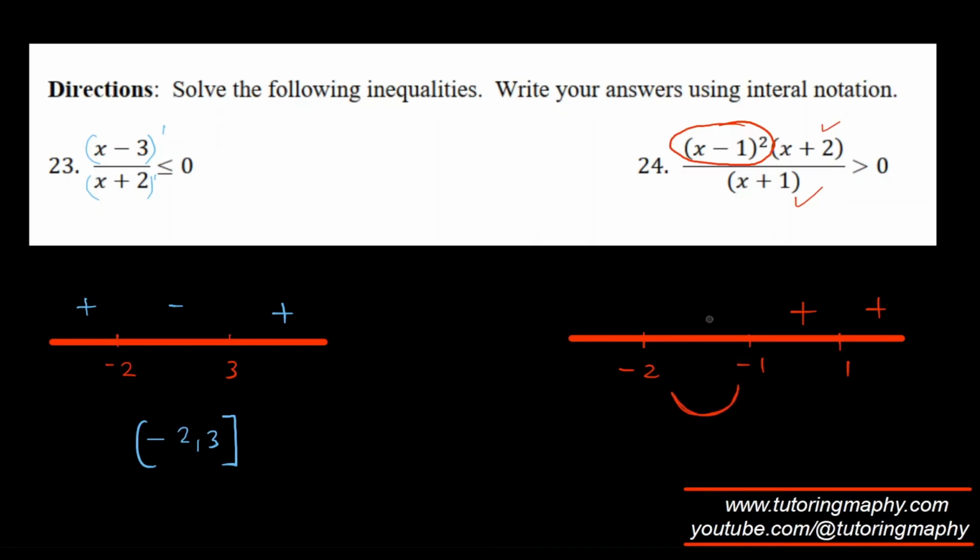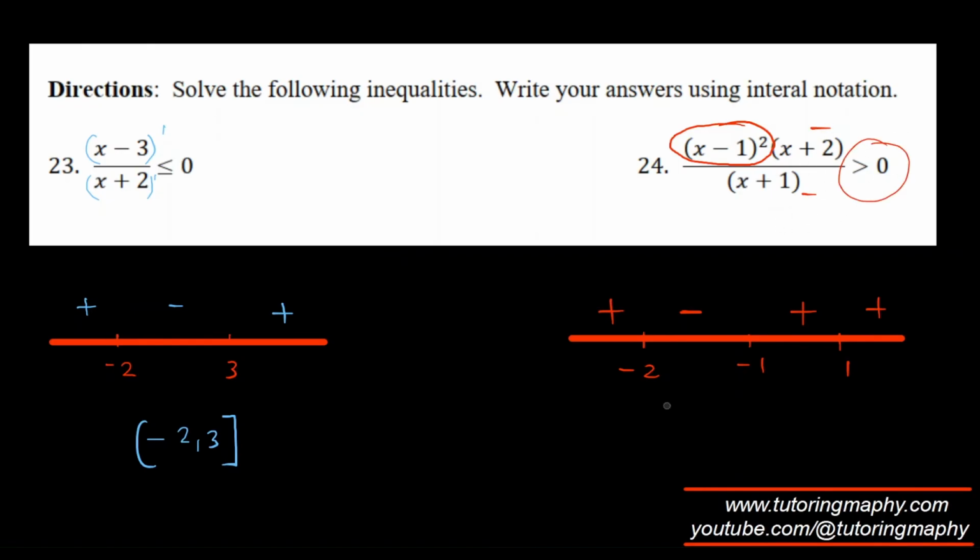Any number between -1 and -2, maybe -1.5. So this is positive, but this is negative. So it will be negative. And any number less than -2, maybe -100. So -100 will make both negative. So double negative is positive.